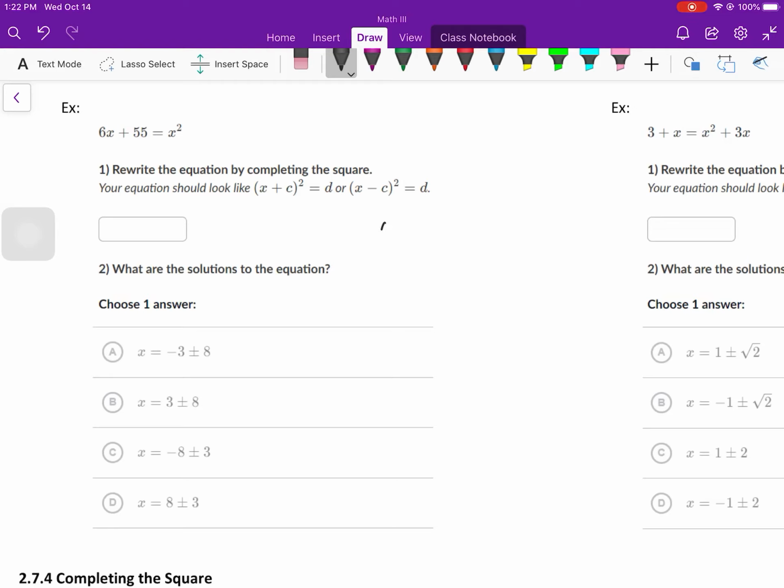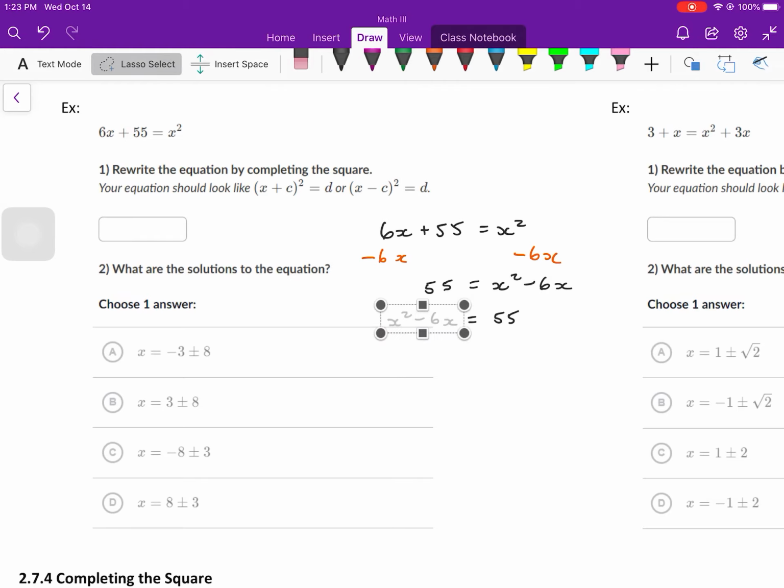So what I'm going to do is let's move everything else over. I'm going to move the 6x over here, which is really all we need to do. And we're used to seeing it with the x squared on this side, so I'm just going to flip it based upon the equal sign here. And let's go ahead and find that magic number. So this time b is negative 6.